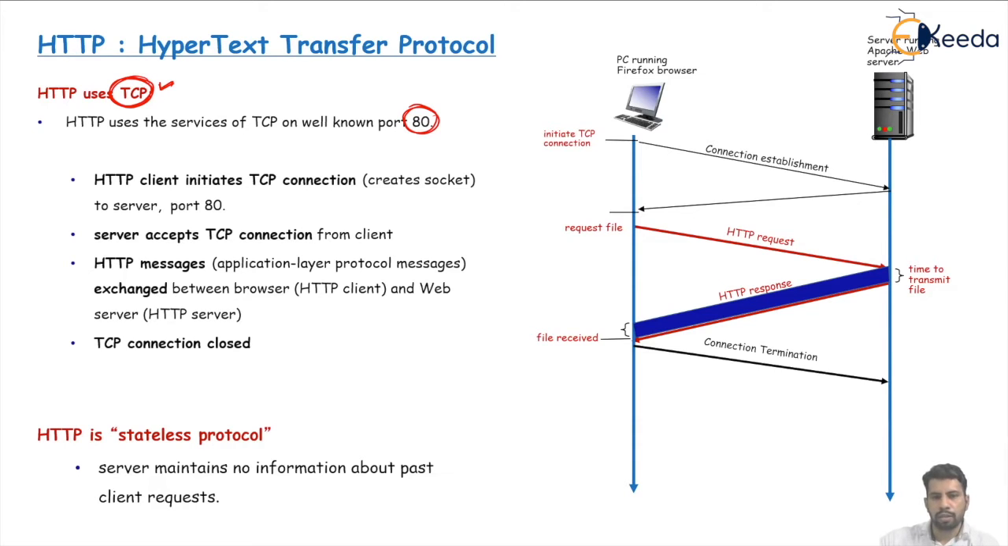TCP is a connection oriented protocol. Connection oriented protocol means we need to set up a connection, then the data transfer phase, and after that you need to terminate the connection. In the same way, when we are using the HTTP protocol, all these things happen in steps. The HTTP client initiates a TCP connection and creates a socket.